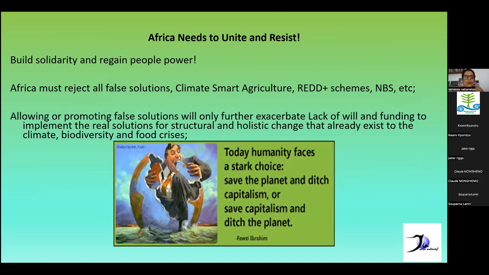What do we need to do? We need to build solidarity. We need to regain people power. We need to resist not only monoculture plantations, but all these false solutions, because these will not at all serve us, and especially in Africa, where we will be so much impacted by climate change, but we did not contribute to this problem. So we need to find other solutions. We need to reject all of this. Thank you. I'll stop here for now. Thank you very much.